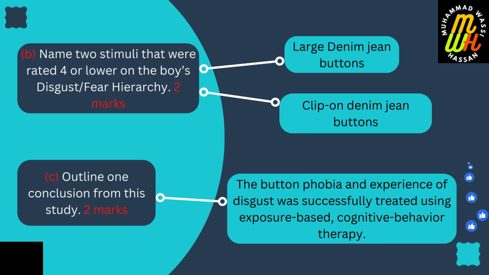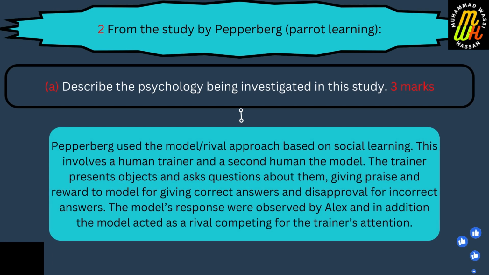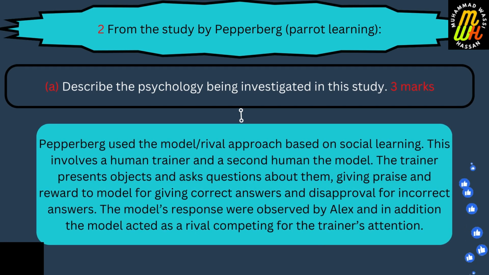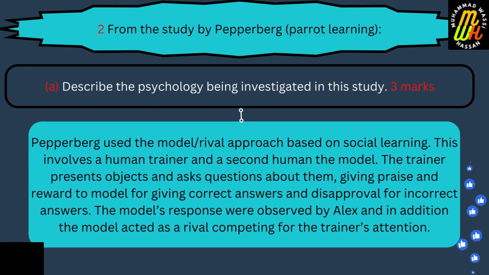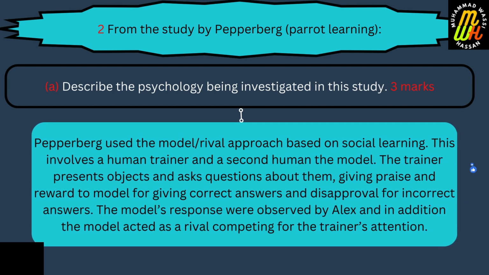C. Outline one conclusion from this study. 2 marks. The button phobia and experience of disgust was successfully treated using exposure-based cognitive behavioral therapy. Question 2. From the study by Pepperberg, Parrot Learning. A. Describe the procedure being investigated and studied.